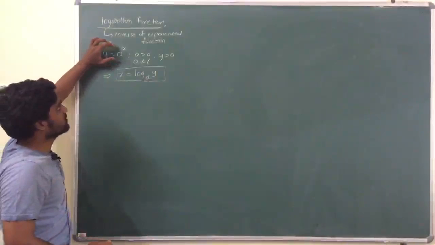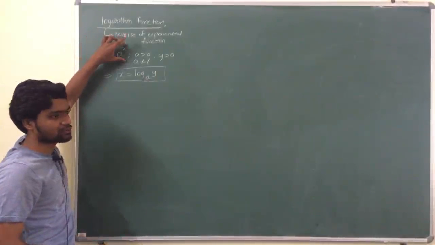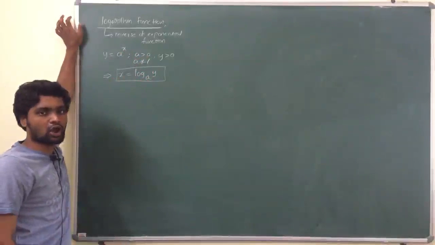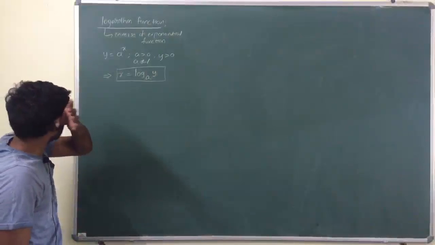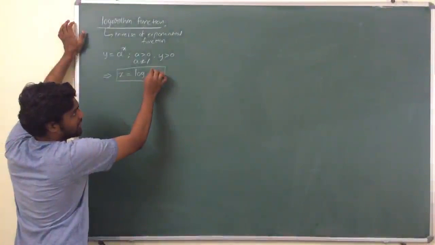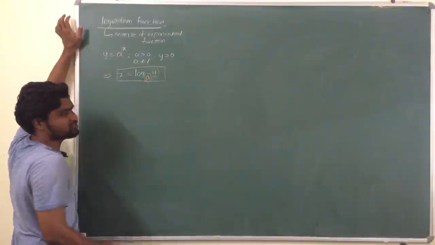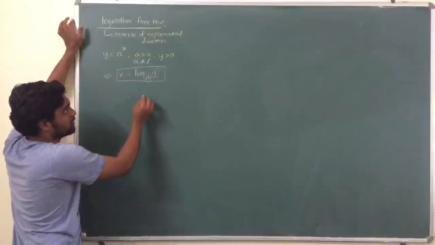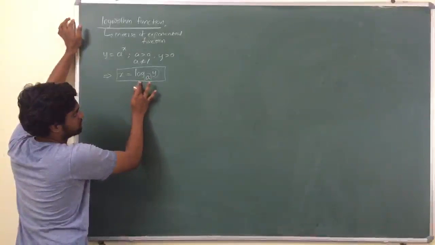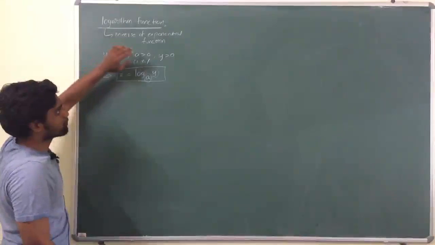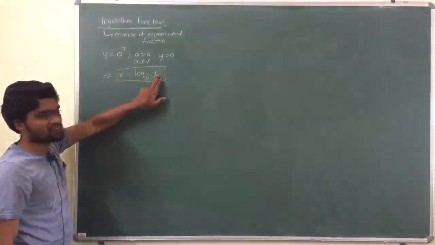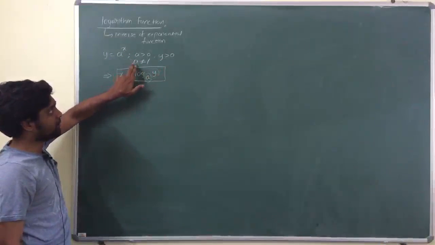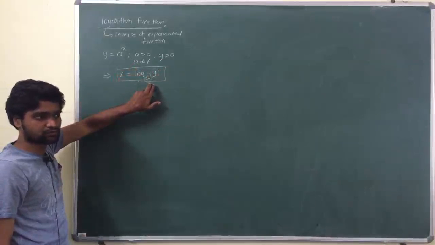So y is equal to a power x; the value of y is in terms of x here. If I need the value of x in terms of y, I'll write x is equal to log y base a. Now observe this carefully. This we call the argument of the logarithm, and this we call the base of the logarithm. Now, how to read this? I'll write that later. Argument of the logarithm is always positive, and the base is greater than 0 but not equal to 1.